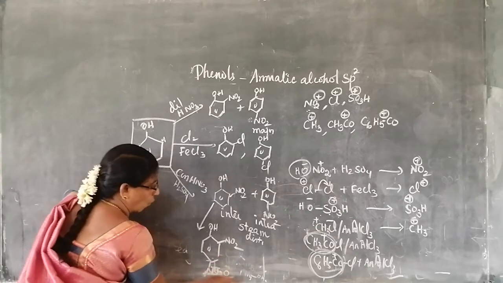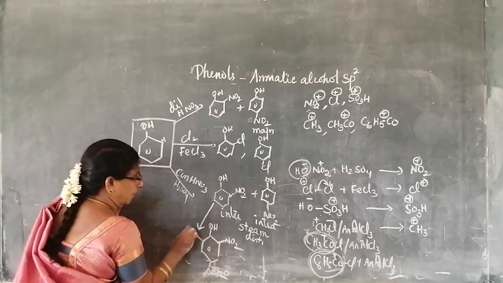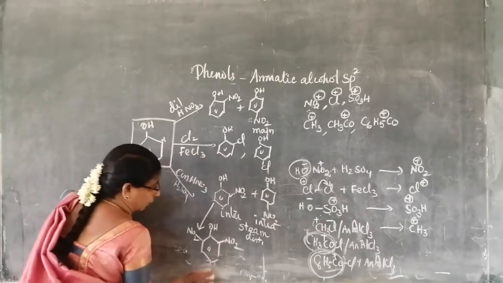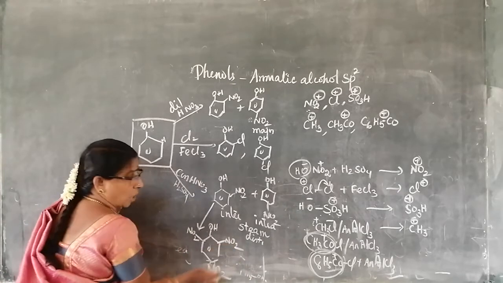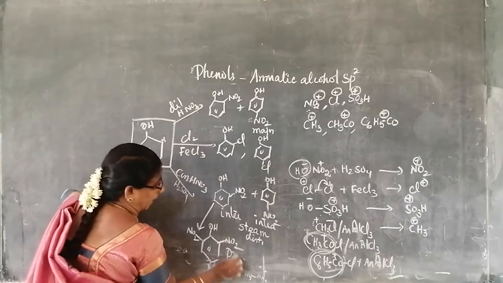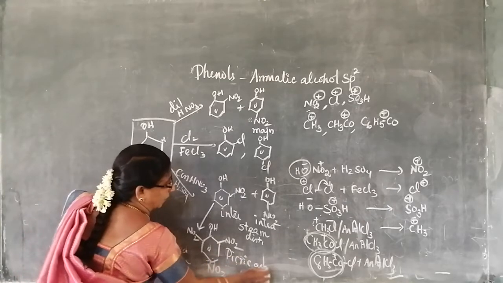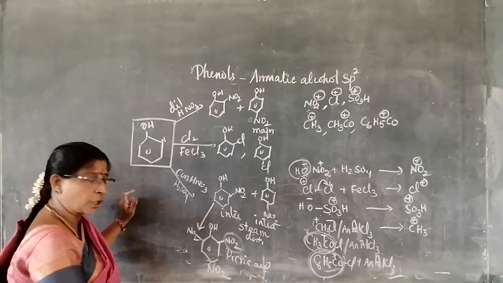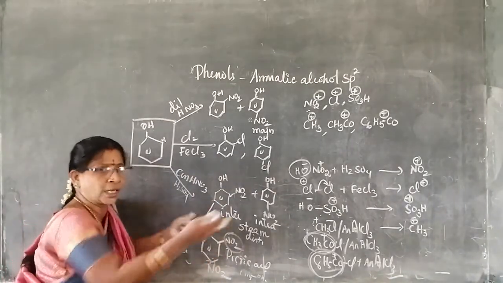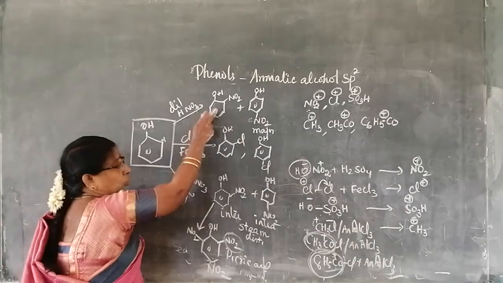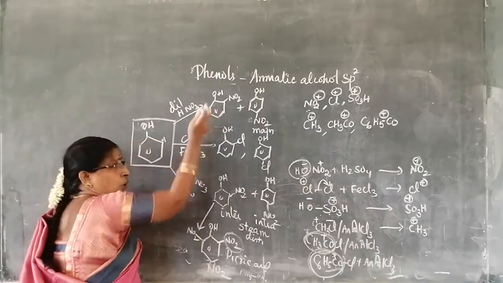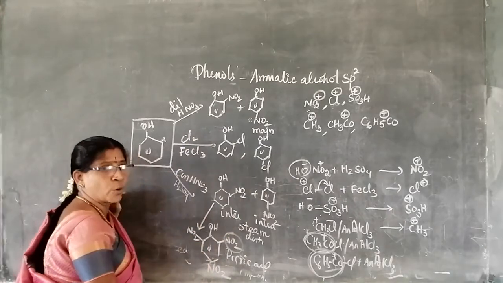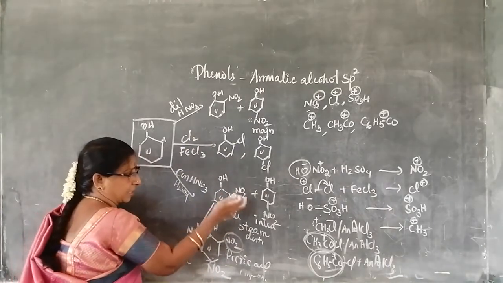2, 4, 6: both the ortho positions and the para position are attacked with NO2. So it is called picric acid. That much acidic character it has, because the nitro group is an electron withdrawing group, so it favors the phenol being more acidic. One nitro group makes it more acidic compared to phenol. Compared to these, the picric acid is much more acidic because three nitro groups are there.